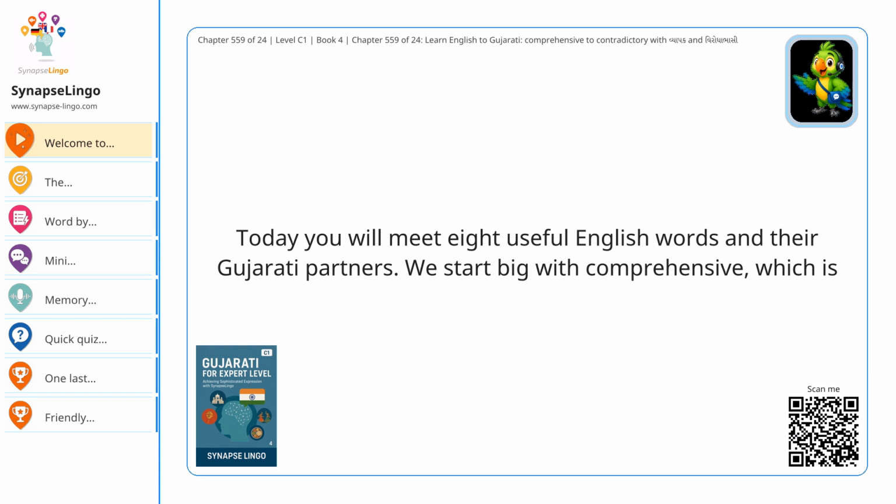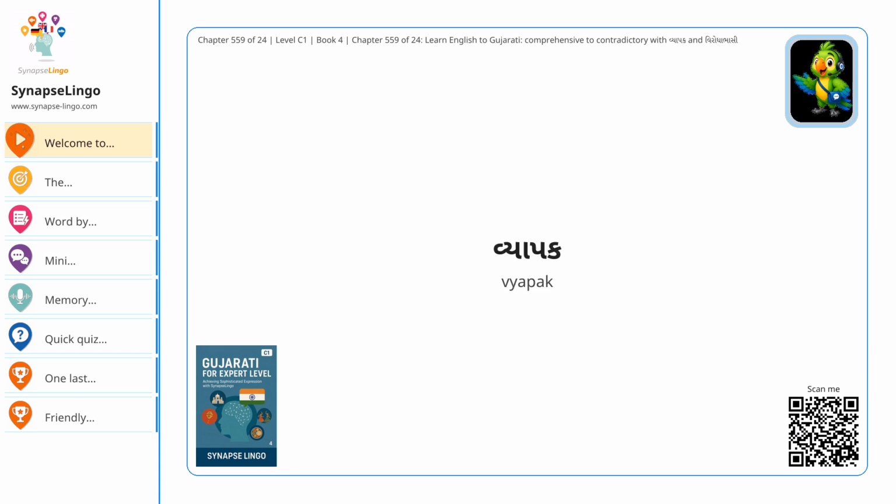We start big with comprehensive, which is વ્યાપક. Then comes detailed, વિગતવાર. For conscience, we use કોન્સીસ. Precise is ચોક્કસ. Coherent is તાર્કિક. Comprehensible is સમજાય તેવું. Incomplete is લુક એન્ડ હાફ્ટ. And contradictory is વિરોધાભાસી.